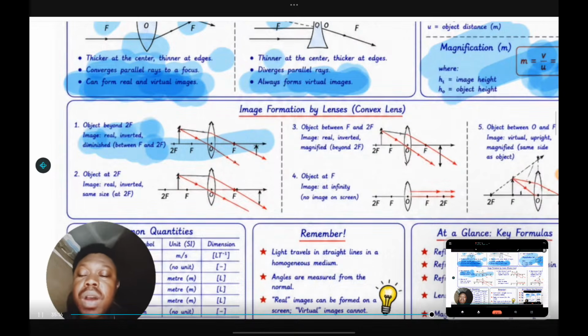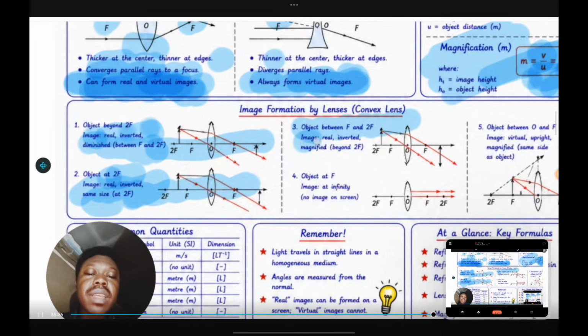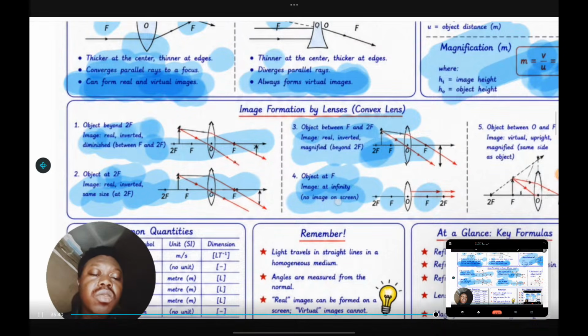These questions can come out. Then object at 2f, image is real, inverted, same size as the object, at 2f. Number 3, object between f and 2f, image is real, inverted, magnified, and beyond 2f. Then object at f, where's our f here? Object at f, what are you going to have? Image at infinity, no image on the screen. Take note of all this.